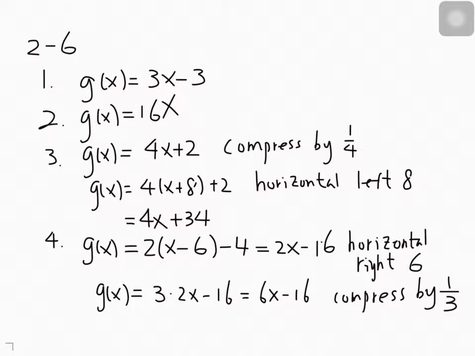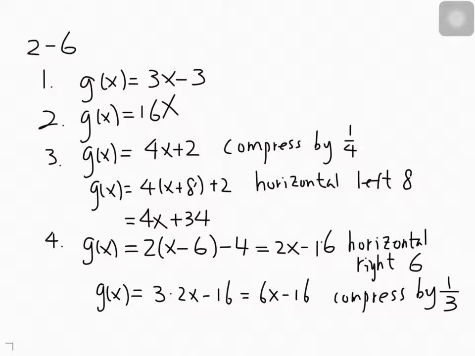Number 3, horizontal compression by 1/4. So I multiply the x by 4, 4x plus 2, so that's the first step, followed by a horizontal shift left 8 units. So I have to move everything for the x left by 8 units. So x minus negative 8. 4 times x plus 8 plus 2. So the final equation should be 4x plus 34.